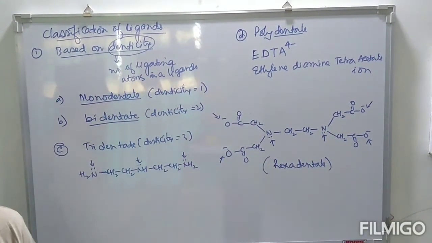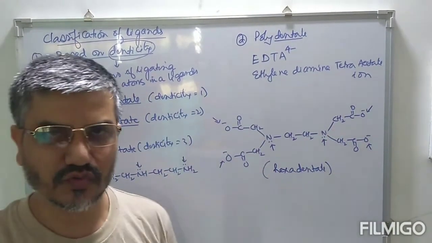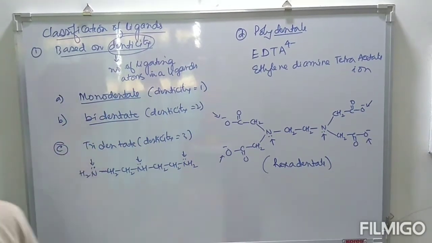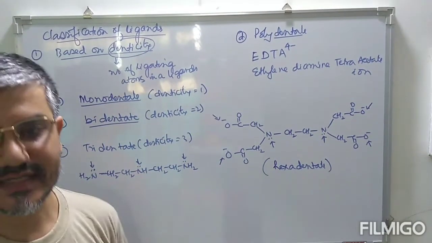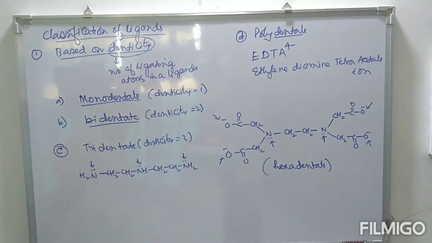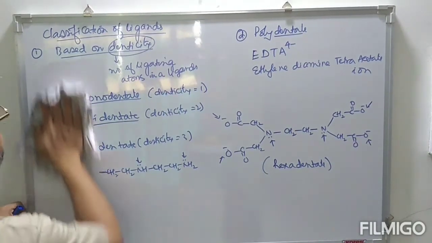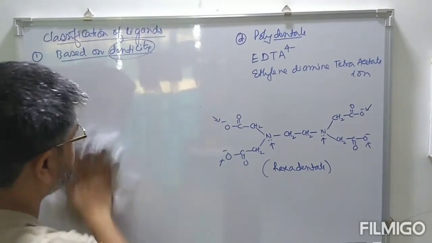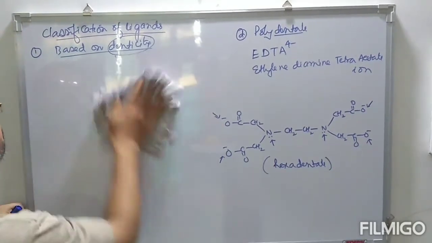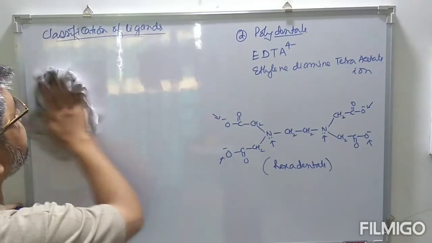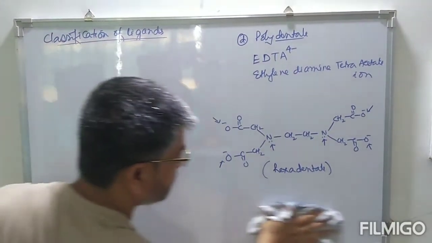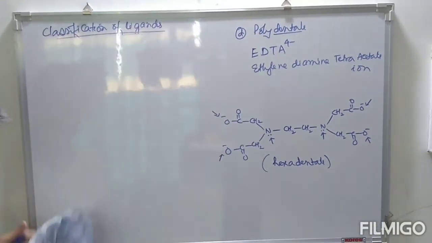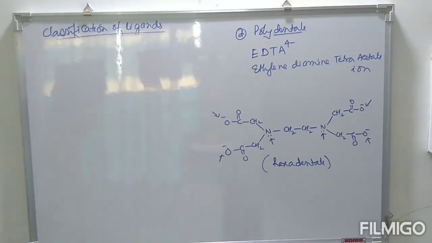So based on denticity, we define these ligands as mono, bi, tri, tetra, penta, hexa, etc., depending on the number of ligating sites present. So this is the first classification. Now let's go to the second.